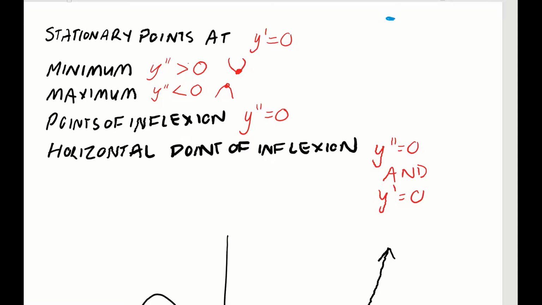And it's where our first derivative is equal to 0. That's because our first derivative is talking about gradient, and the gradient is 0 at that turning point, okay?